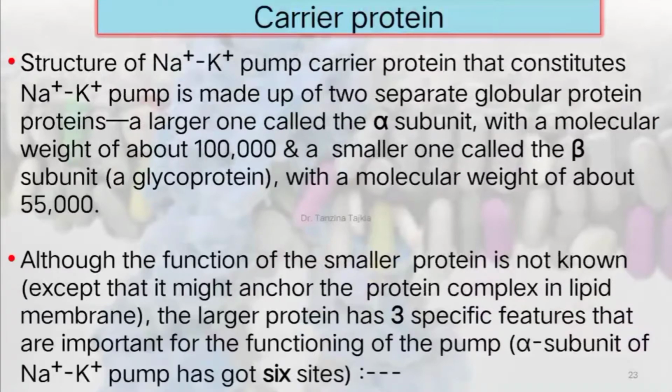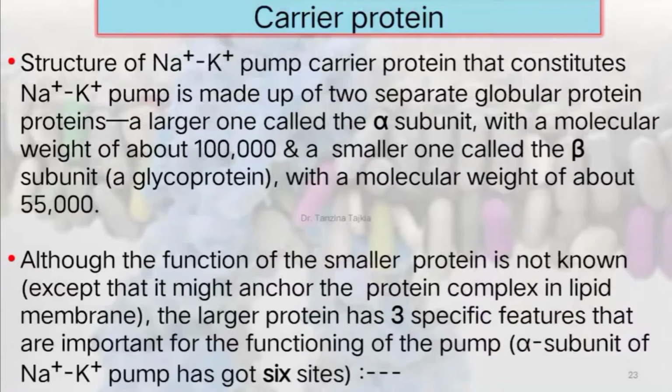Then we elaborately discuss the carrier protein for the sodium potassium pump. The carrier protein that constitutes the sodium potassium pump is made up of 2 separate globular proteins: a large one called the alpha subunit with a molecular weight of about 1 lakh, and a smaller one called the beta subunit, which is a glycoprotein. Its molecular weight is about 55,000. The function of the smaller protein is not known, except that it might anchor the protein complex in the lipid membrane.